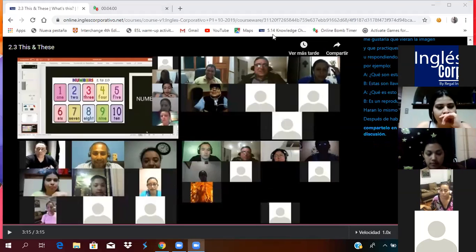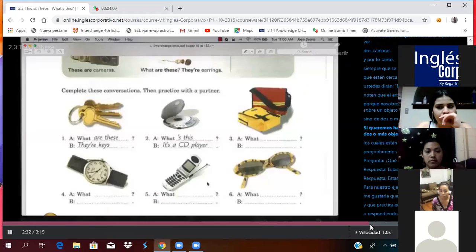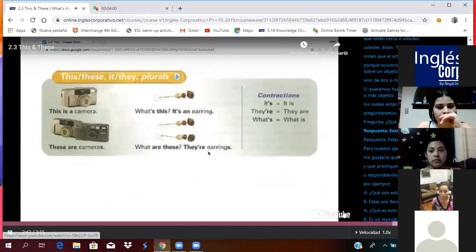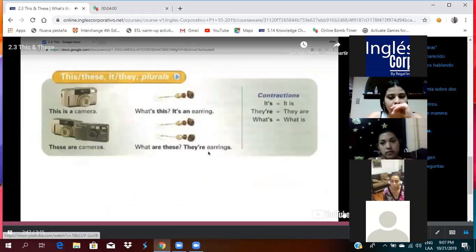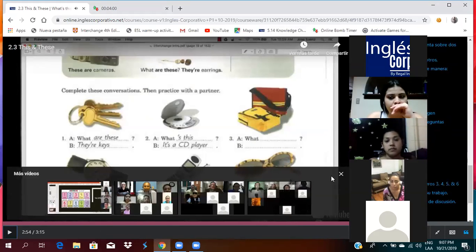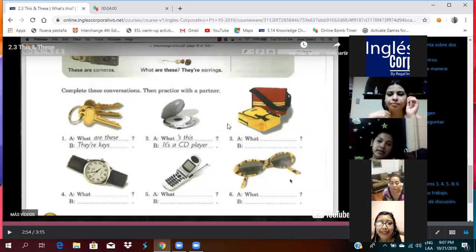All right, so at this moment, we are going to practice the questions and the responses about objects which are near to us, for example, cameras, and practice making questions. All right, we're going to practice making these questions. Repeat, what are these? What are these? They are keys. They are keys.